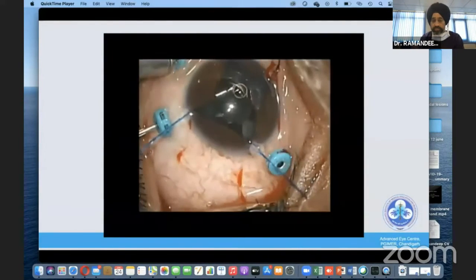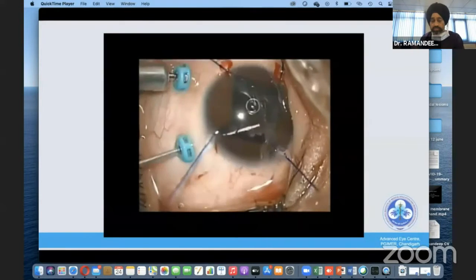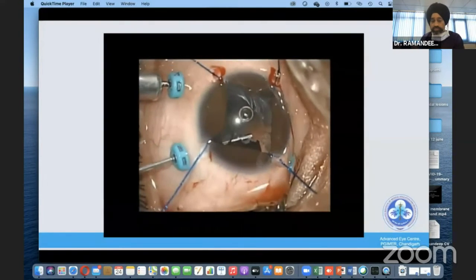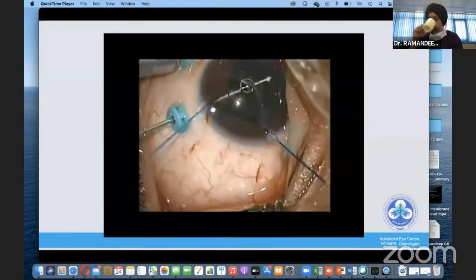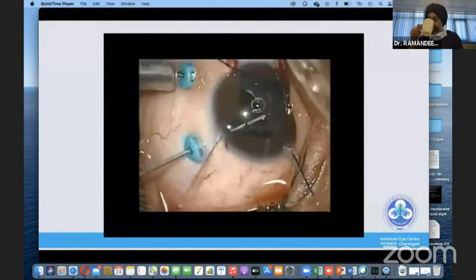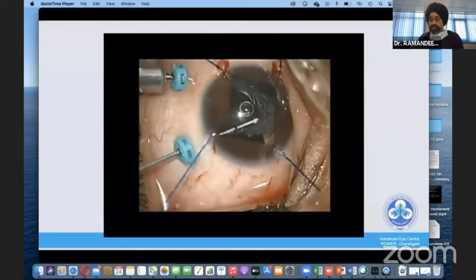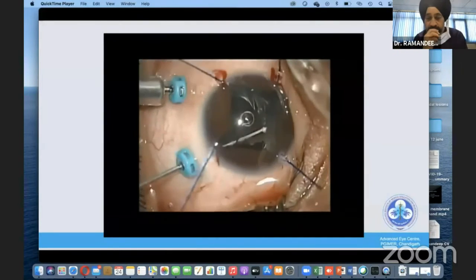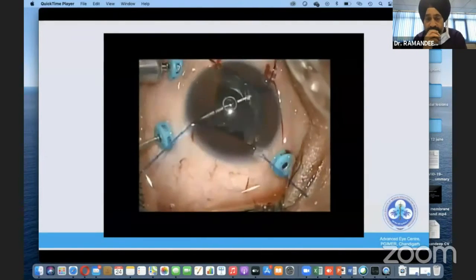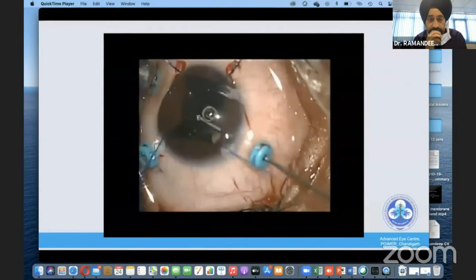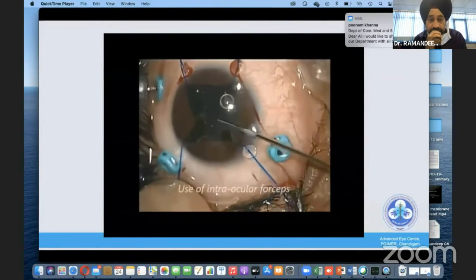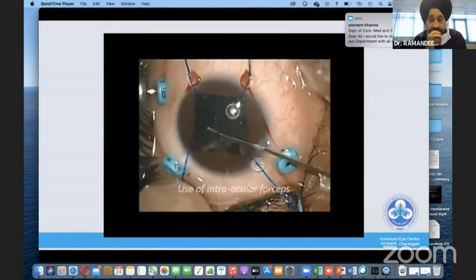And once you've removed the lens capsule, the lens matter, and the peripheral vitreous, only then will we be able to prevent the recurrence of this membrane in this area. So with the help of suction and the cutter, I'm removing this lens matter, and the capsule is removed with the help of forceps also, and the synechias are broken.